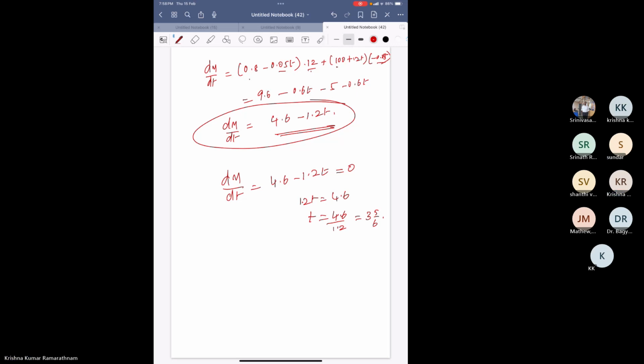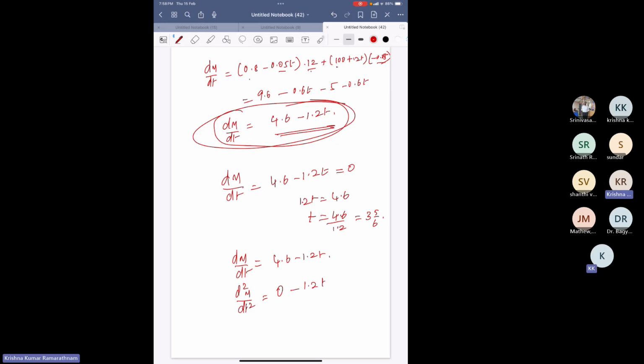So now this is the function. What is the new function I have? 4.6 minus 1.2t. This is the slope. I have to take the slope of the slope, so I have to differentiate one more time, which I would call d squared m by dt squared. Can someone help me? What is the derivative of 4.6? 0. Minus 1.2 into t power 1 minus 1, that is t power 0.